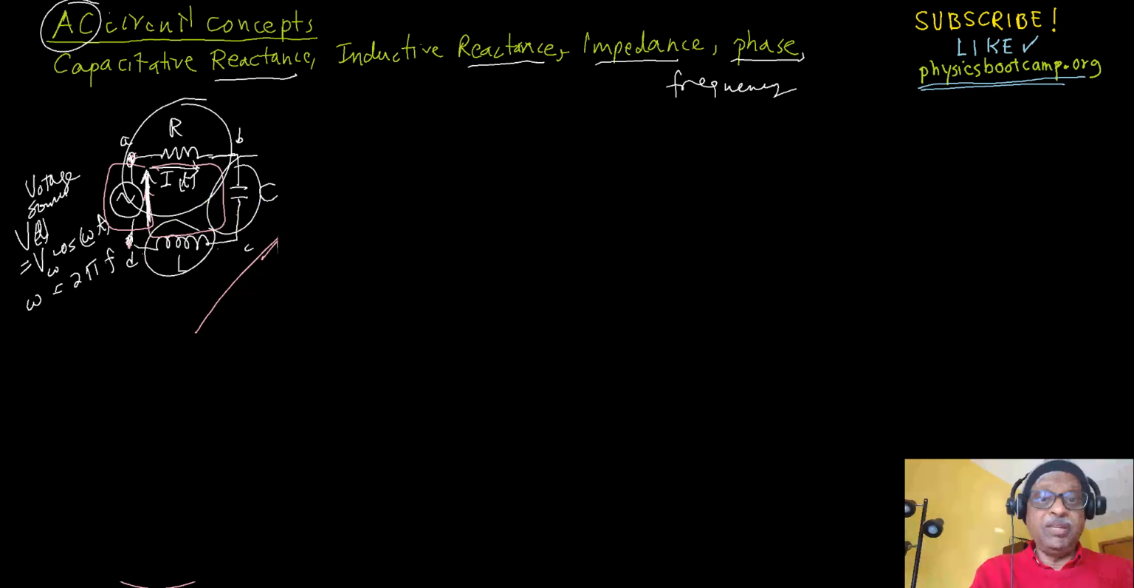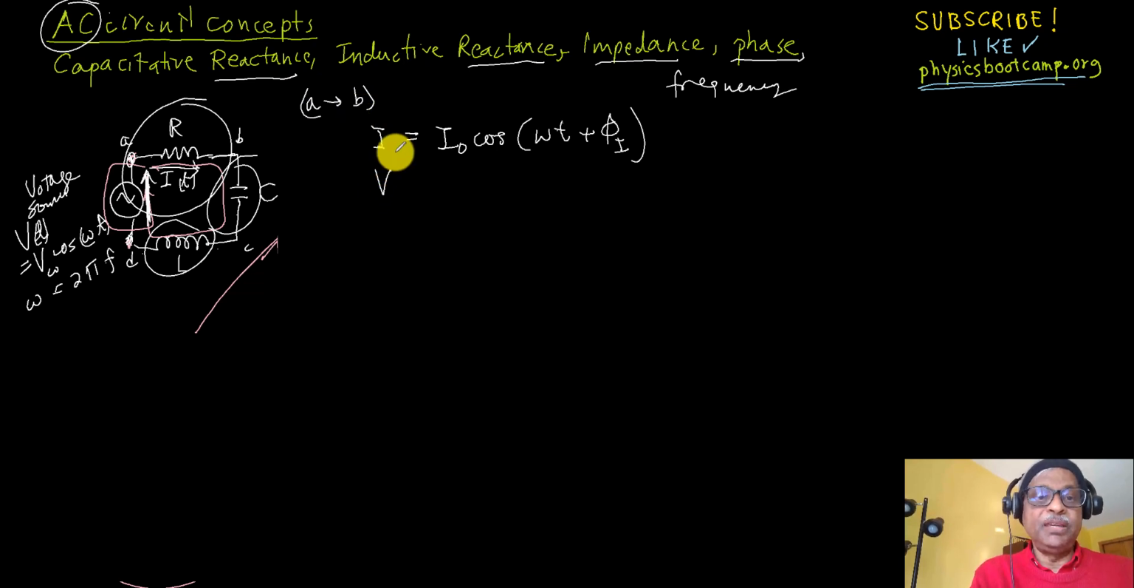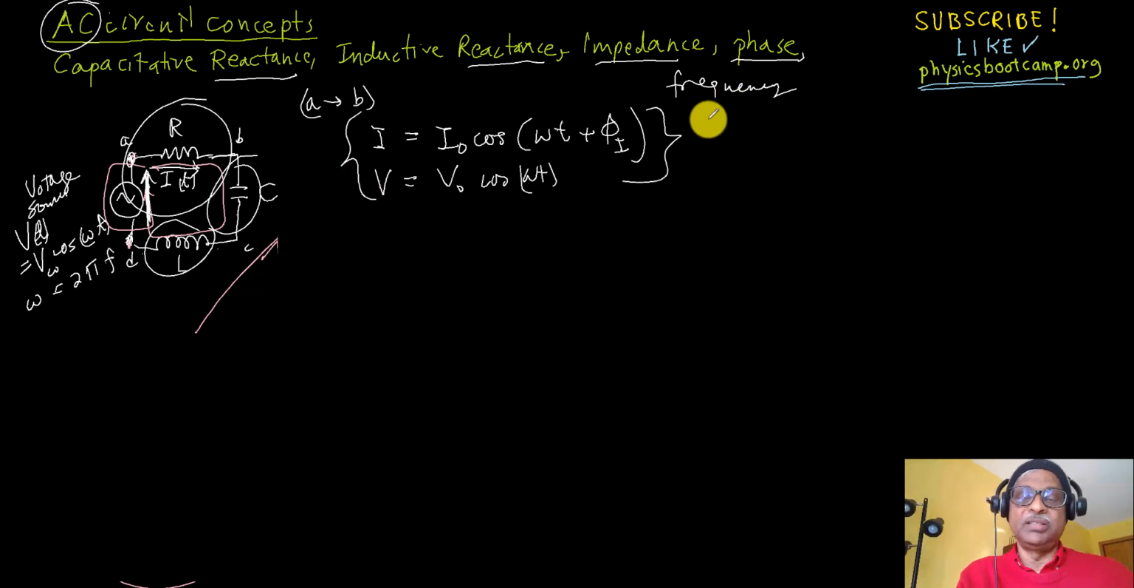Okay, so what we noticed here is if current is equal to some current I0 cosine omega t plus phi of the current, and so this is A to B, and V is V0 cosine omega t. So this is across the source.